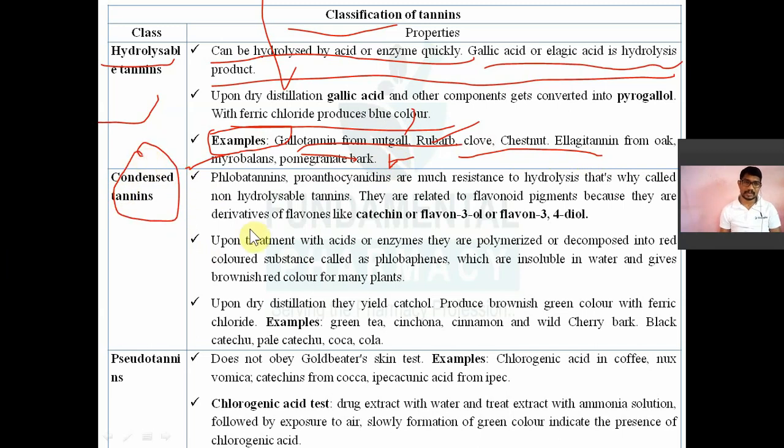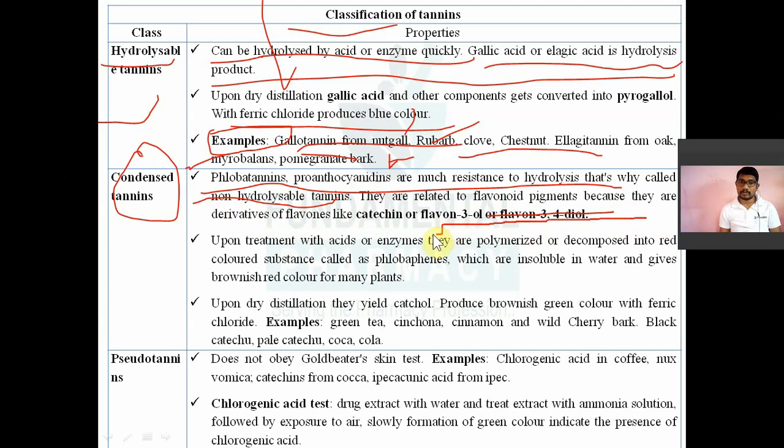What are condensed tannins? Obviously they are not hydrolyzable. Proanthocyanidins are resistant to hydrolysis. That's why they are called non-hydrolyzable tannins or condensed tannins. They are related to the flavonoid pigments.